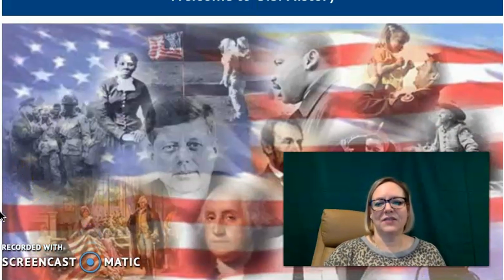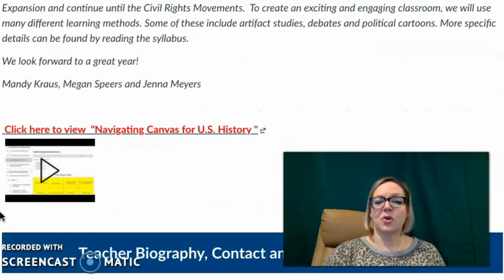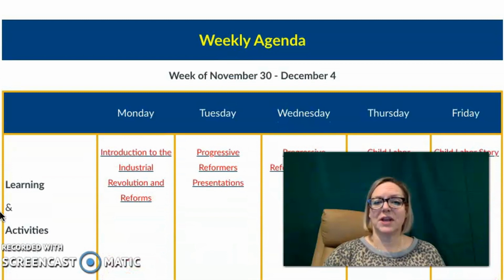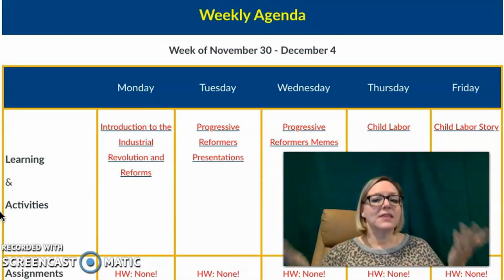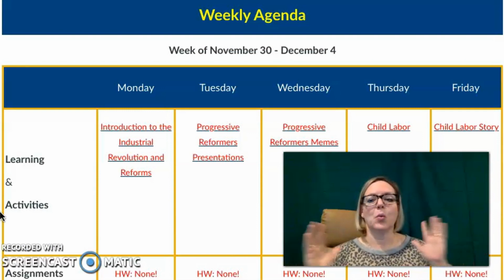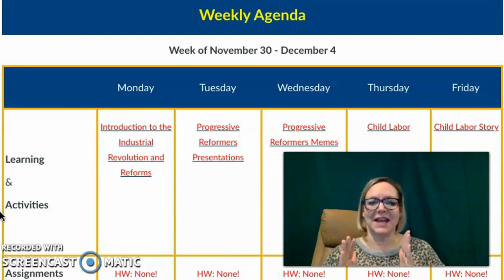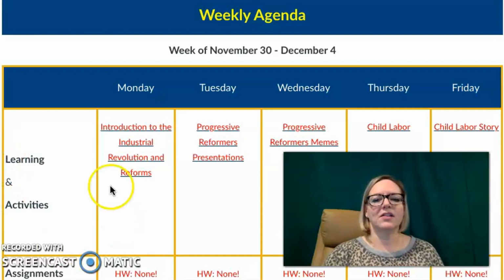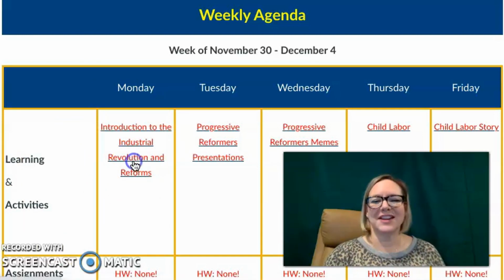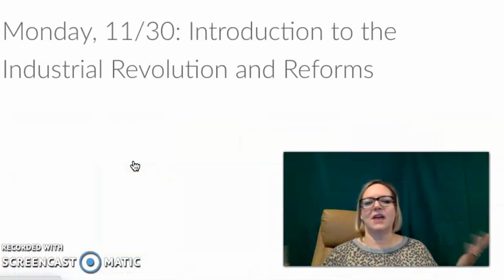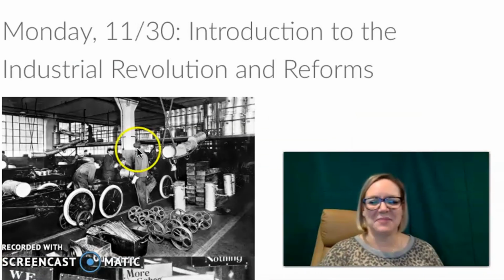Open History Canvas as you normally would. Scroll down on the home page till you see the weekly agenda, and I want you to notice there's one weekly agenda now. This is because in distance learning, we are all operating on the same days. So we are going to click on today's date, which is Monday, and like always, clicking on the Learning and Activities link is going to bring you to everything you need to complete that day.